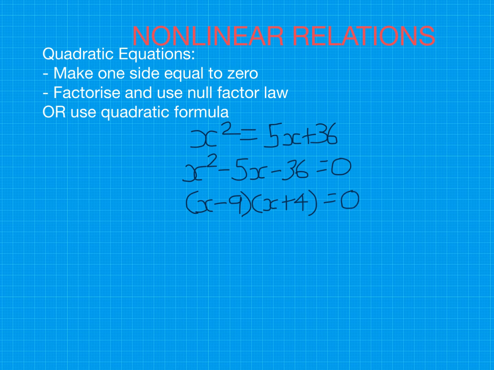So the null factor law says either the first bracket equals 0, that would mean that x equals 9, or the second bracket equals 0, which means x equals -4, and we're done.